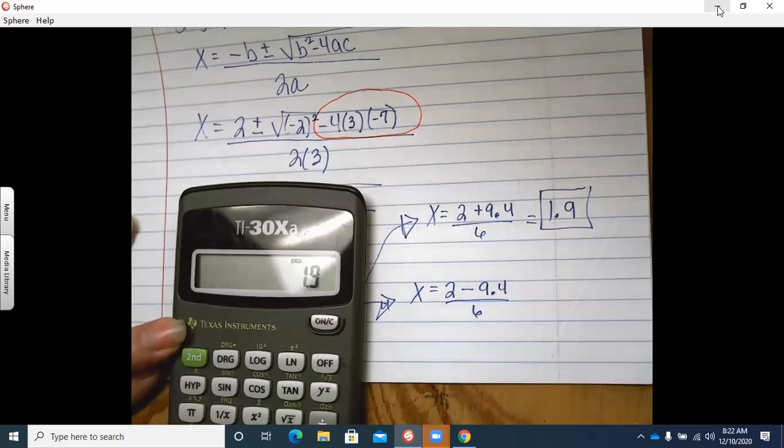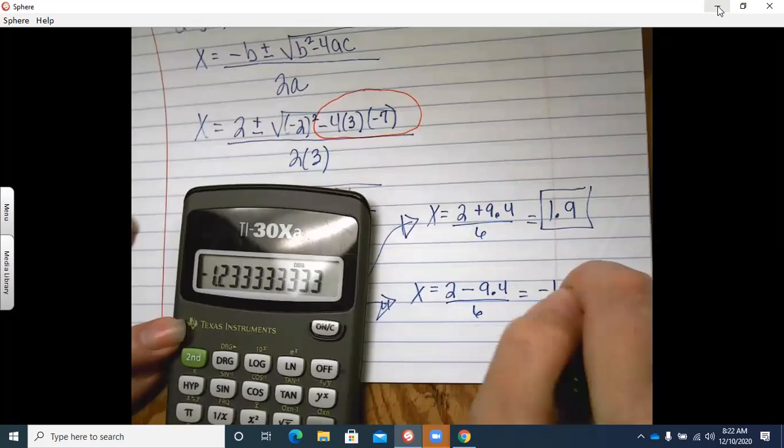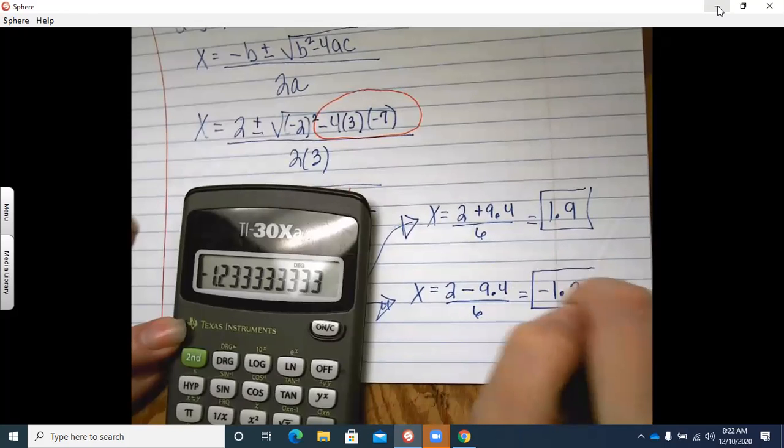And I have 2 minus 9.4 equals divided by 6. So I believe the other answer is negative 1.2. Is that what we got? So equals negative 1.2. Now I can check myself with a graph.